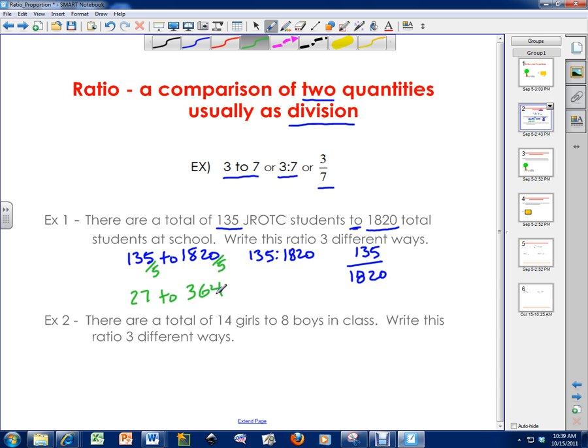So what does this really mean? This means that out of 364 students in the school, there should be 27 students in junior ROTC. So again, you always want to reduce this as much as possible. I know this is kind of weird here because these numbers are kind of weird, but we're going to do another example down below here that's going to make a little bit more sense. So again, I should write this down as 27 to 364 if you're going to reduce this. And then this could be written down as 27 over 364.